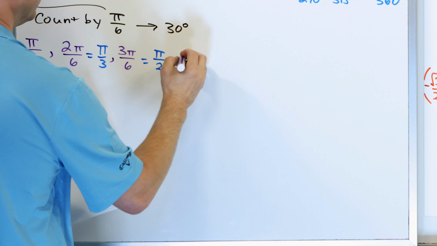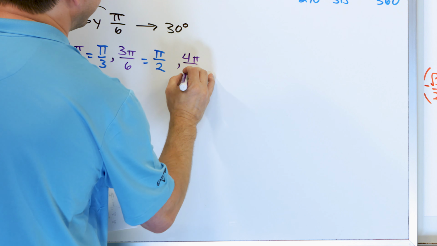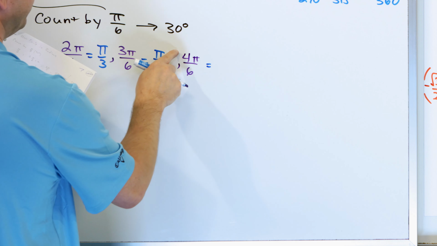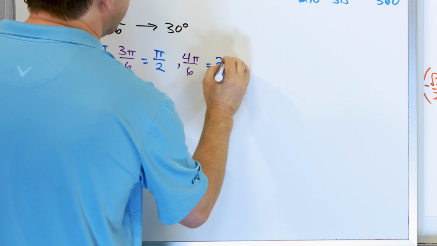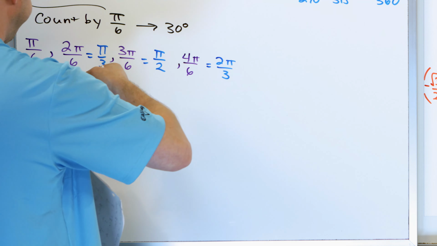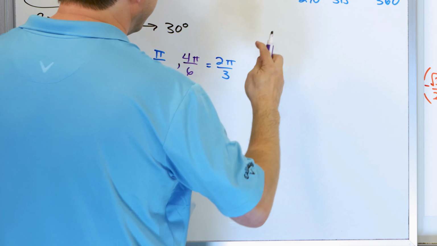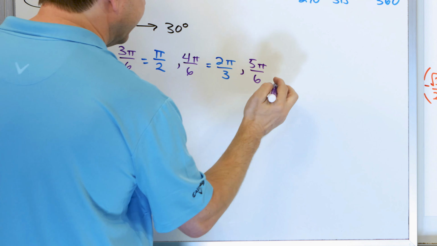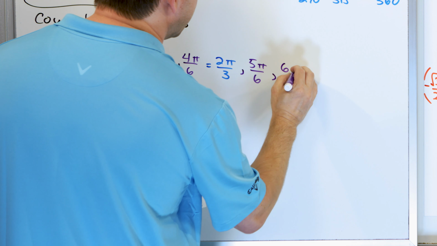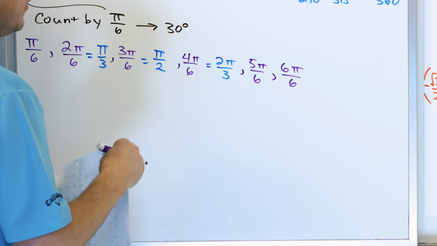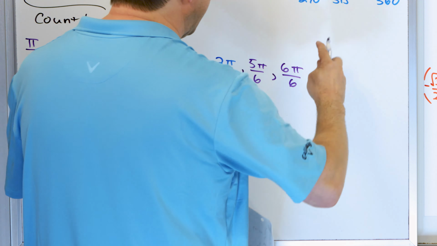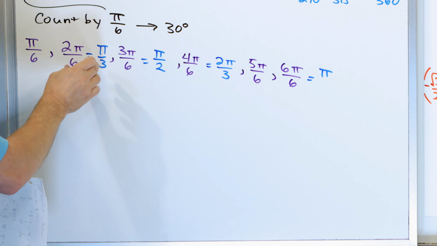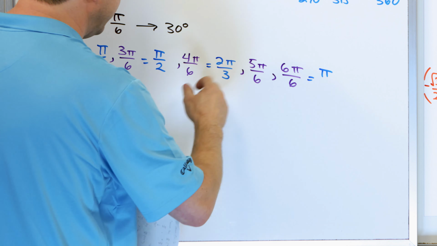So after 3 pi over 6, we have 4 pi over 6. What does this reduce to? When you divide by 2, it would be 2 pi over 3. Then you have 5 pi over 6. This doesn't reduce anymore. Then you have 6 pi over 6, which reduces, with the 6's canceling, to pi. So you just count by pi's over 6, but some of these things reduce in terms of where they're at.